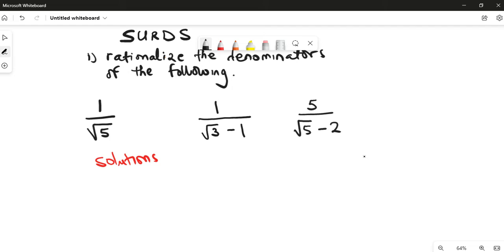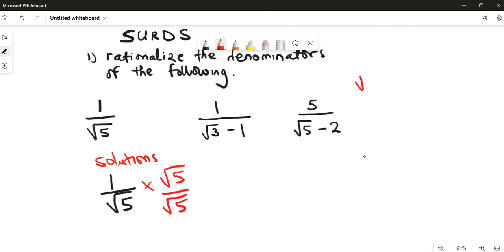So surds, you're never supposed to leave your answer with a surd as your denominator. You never want your denominator to have a root in it, so you always have to get rid of it. So for example, 1 over the root of 5. To get rid of this root of 5, we have to multiply both the numerator and the denominator by the root of 5.